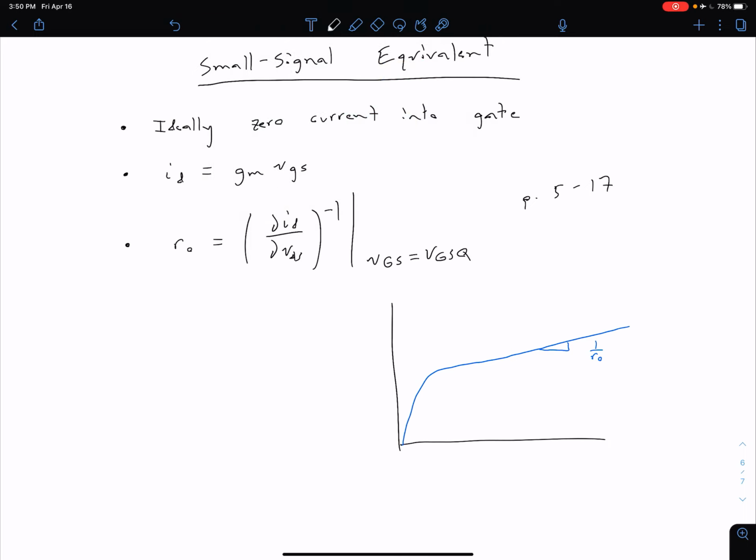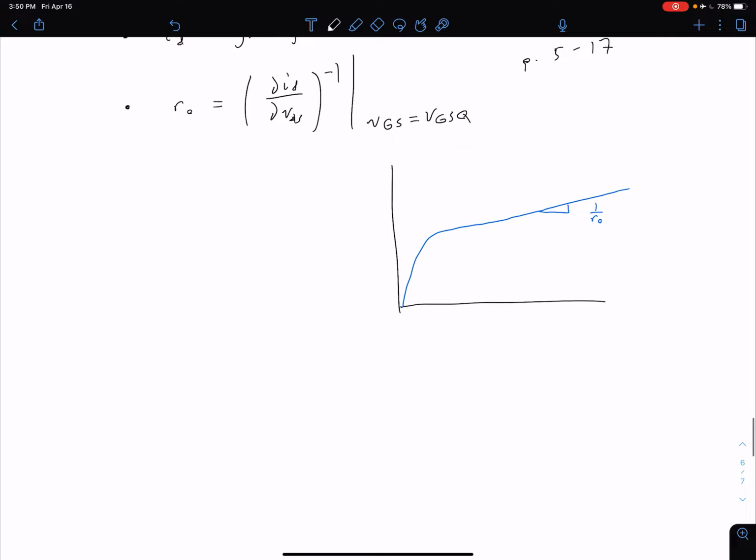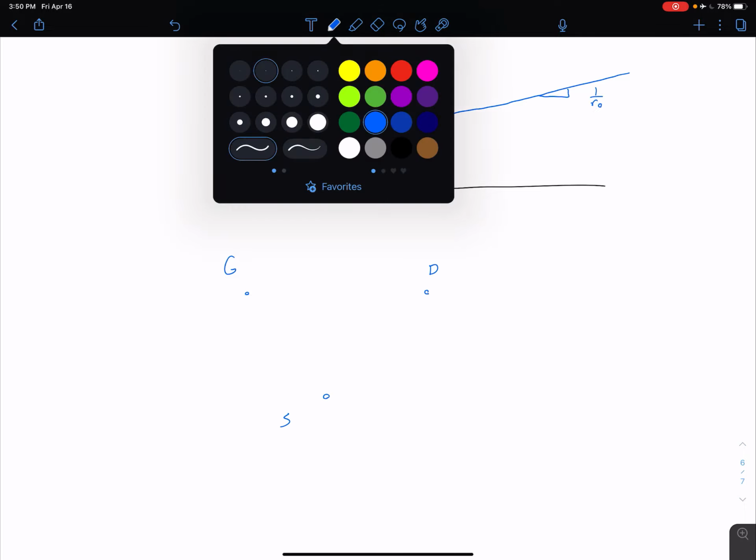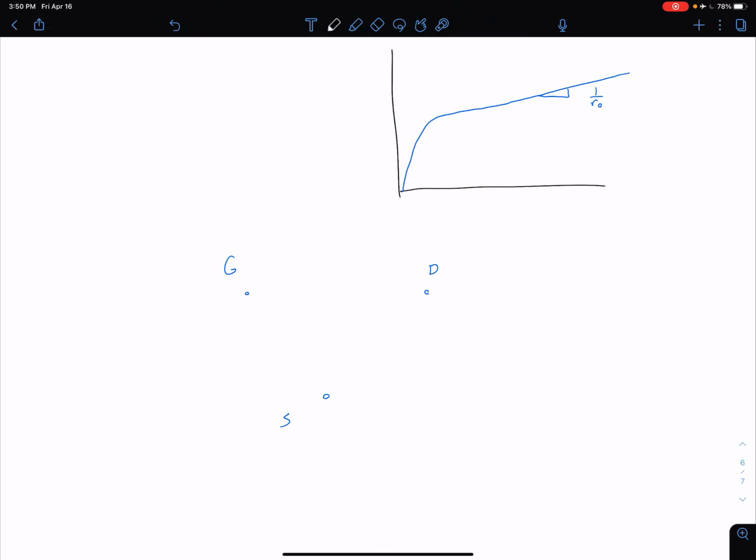So putting all of these things together, we can then create a model for our transistor. Let's start by defining our 3 terminals. Let's say we have, in blue just for clarity, our gate over here, our drain over here, and then down here our source. We say we have 0 current into our gate, which means it's just going to be an open circuit. So if we don't have any current, it's not going to be connected to our drain. It's also not going to be connected to our source. So there's no current flowing in there.